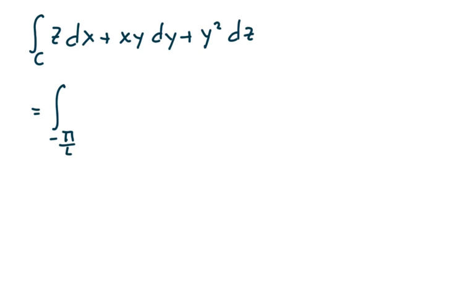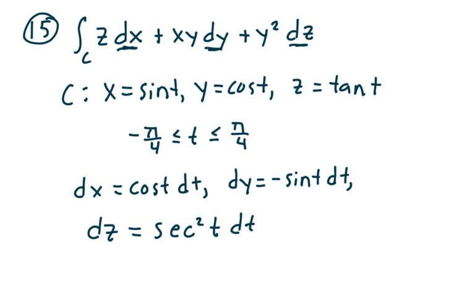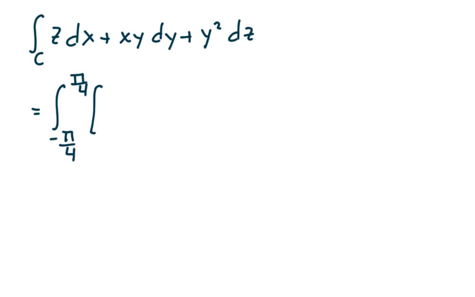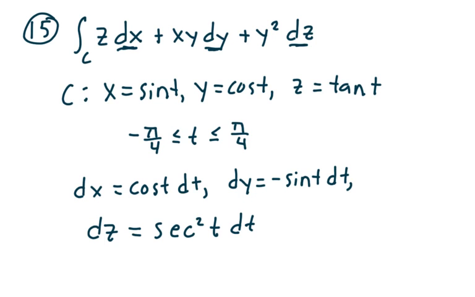So if I take the integral over C of, let's go back, z dx plus xy dy plus y squared dz. Now, this is the integral from negative pi over 4 to pi over 4. Now, z is tangent t, so I'm going to put a tangent t here. dx is cosine t dt. But remember that we saved the dt for the very end.